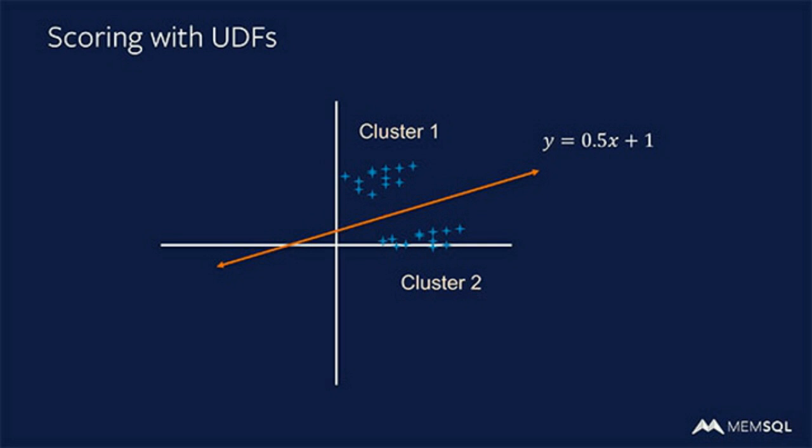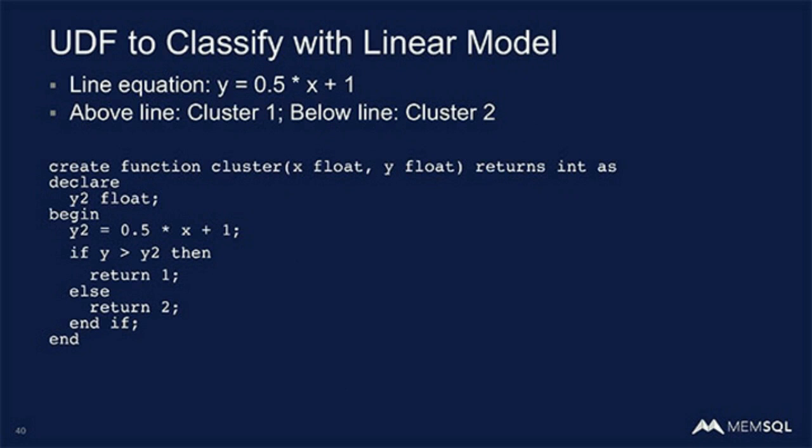Now, how can we use that to score data in a database? With the new MemSQL extensibility capability, we support scalar user-defined functions. And so we could basically calculate that line equation in a user-defined function, and based on whether or not your point was above or below the line, we can return the appropriate cluster number. If you look at that function, it just calculates the y value for a specific x value for a point that you're trying to score, and then checks to see if it's above or below the line, and using that, it determines the appropriate cluster number and returns it. So this is a very simple user-defined function.